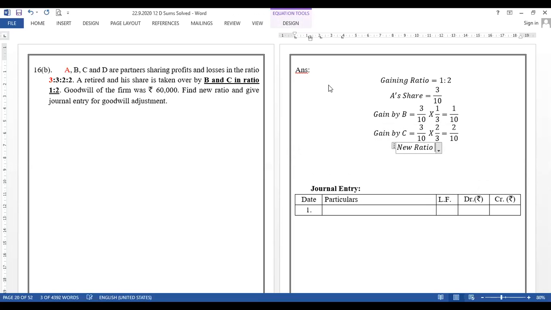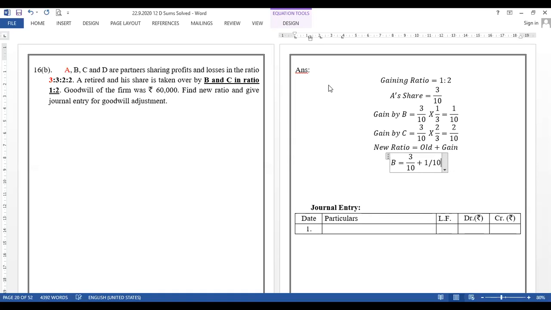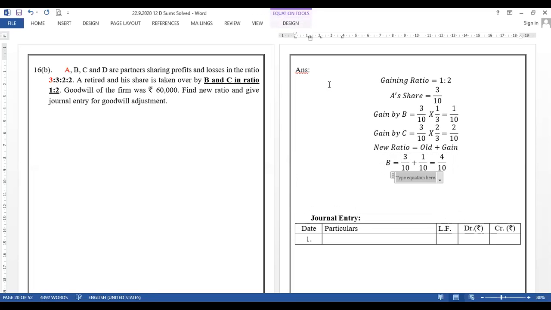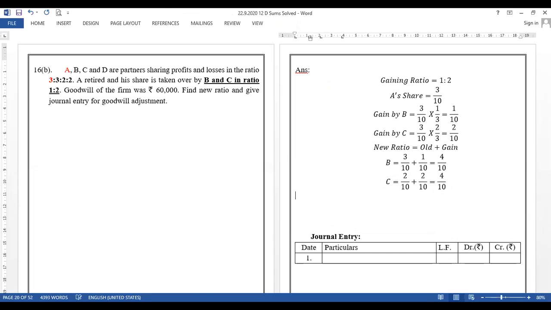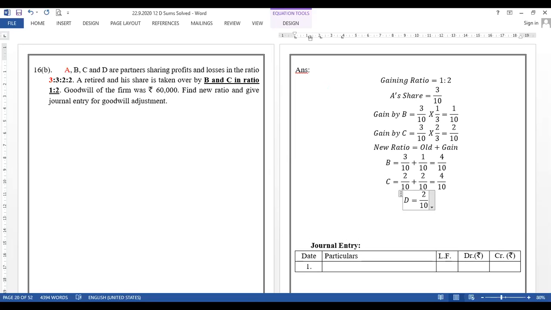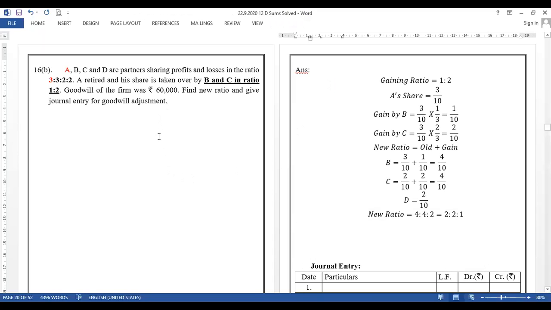Now the new ratio formula is very simple again, that is old plus gain. Now for B, old share is 3/10 plus gain is 1/10. So this will be 4/10. For C, this will be equal to old is 2 by 10 plus gain is 2 by 10, so this will be 4 by 10. Okay, and finally D, he has not gained anything, so old share itself is there as a new share, right? So we can see that the denominator part is same for all the three partners B, C, D. It's 10, 10, 10. So let me write the new ratio over there. So new ratio is 4:4:2. It can be further reduced to 2:2:1. Okay, so you are done with the calculation of new ratio over here.